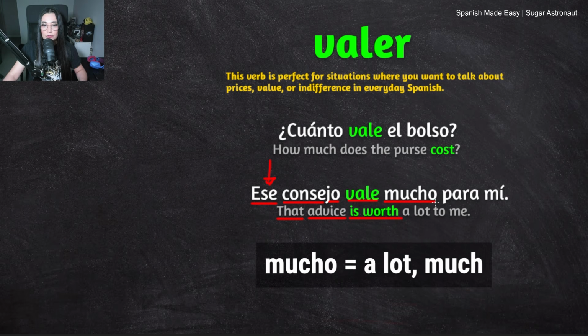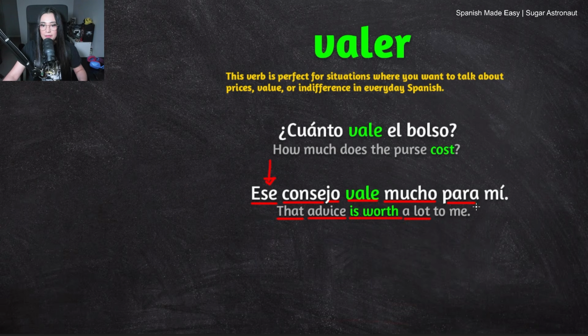Then we have mucho. Mucho means a lot. It can mean much as well. Then we have para. Para in this situation means to. And then me. Me means me. Don't forget the accent mark on top of the letter I. In this situation, valer means to be worth. That is very interesting. Of course, we can change things around.